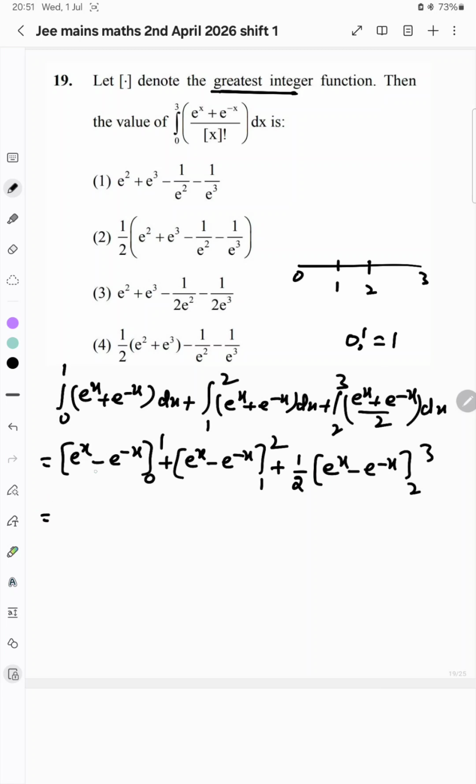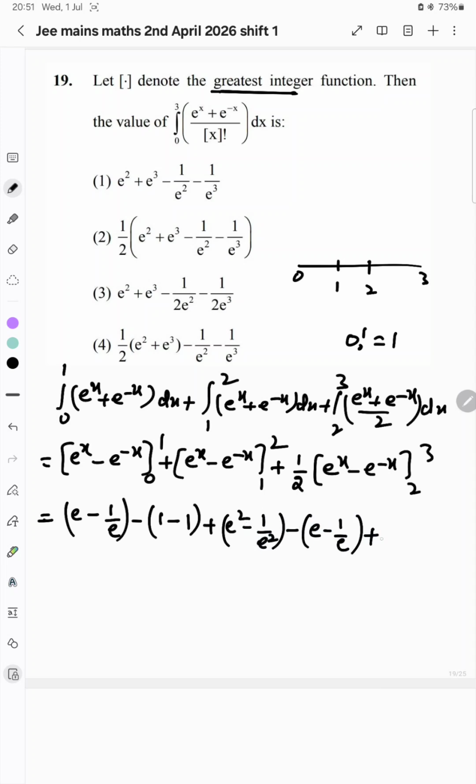Okay, now substitute the upper limit in every place of x first. So e^1, that means e, minus e^(-1), that means 1/e, is the upper limit part, minus the lower limit: substituting 0, e^0 is 1, and e^(-0) means 1/e^0, so 1/1 means again 1. Plus, if you substitute 2, e^2 - 1/e^2 is the upper limit, minus the lower limit part e - 1/e, plus here 1/2 of, when you substitute the upper limit, e^3 - 1/e^3, it is the upper limit part, minus the lower limit, when you substitute 2, we will get e^2 - 1/e^2.